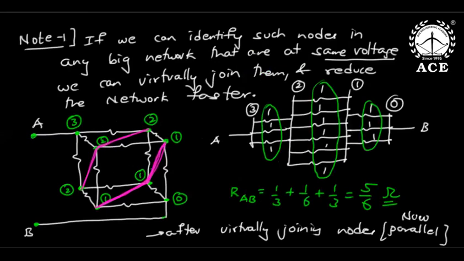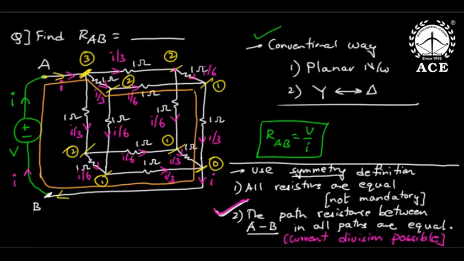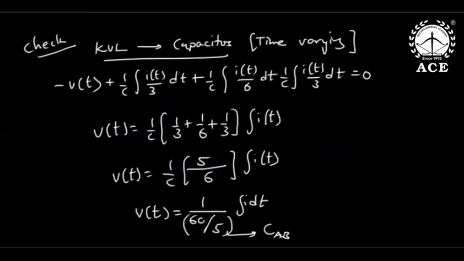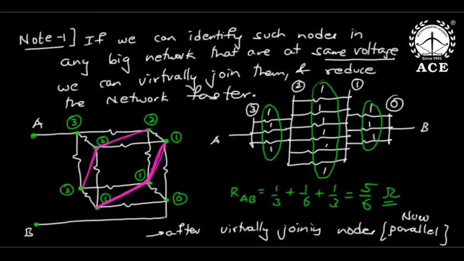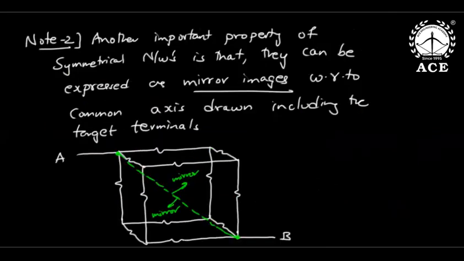If you can identify such nodes in any big network which are at the same potential, I can join them and reduce faster. After applying this idea, now they are parallel. See, originally here in this cube, no two elements are parallel. But we did current division because of symmetry, where path resistance in all paths is equal. But here, that idea of joining nodes which are at the same potential made these parallel. Then from 3 to 2, three 1 ohms are parallel. From 2 to 1, six 1 ohms are parallel. And 1 to 0, three 1 ohms are parallel. And this is the answer.